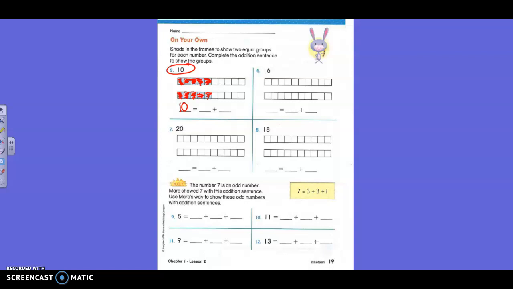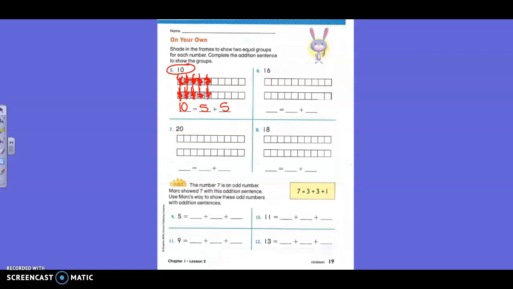Now you're going to write how many you shaded on the top and how many you shaded on the bottom. Let's count. 1, 2, 3, 4, 5. 1, 2, 3, 4, 5. 5 on top and 5 on bottom. Okay? If they're the same on top and bottom, boys and girls, we actually only have to count them once. You count 1, 2, 3, 4, 5. And you know that both of those should be 5s. Those are your doubles. 2 5s is 10.